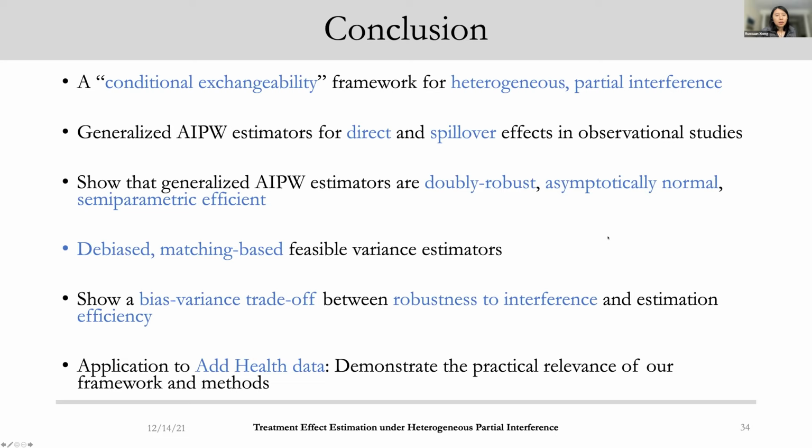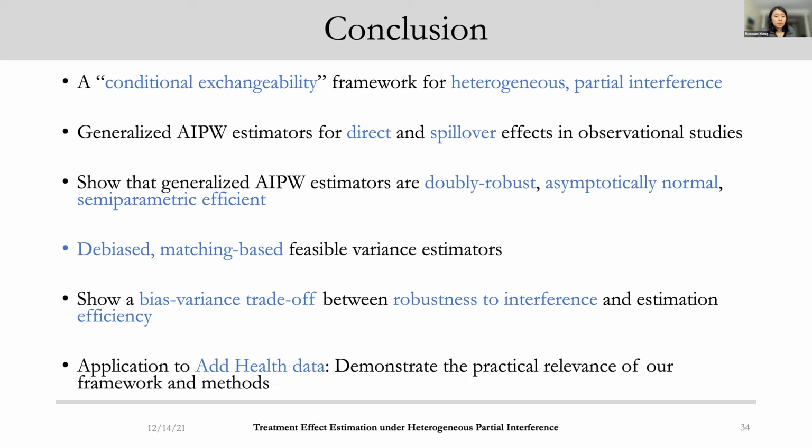So now let me wrap up. In this paper, we studied the treatment effect estimation problem in observational studies under partial interference. We propose a conditional exchangeable framework for heterogeneous interference. And we provide the generalized AIPW estimators for direct and spillover effects in observational studies. We show that our estimators are doubly robust, asymptotically normal, and semiparametric efficient.